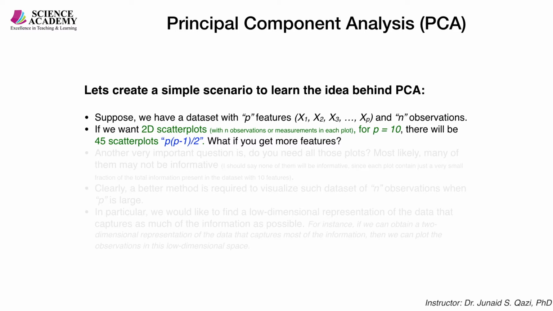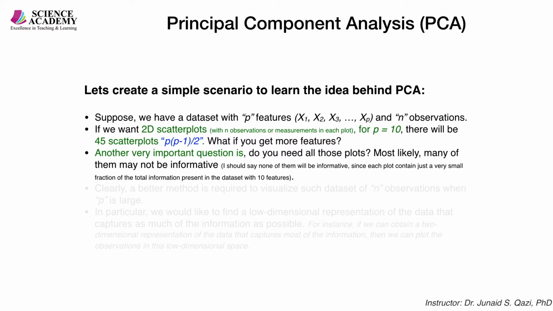What if we get more features in our data? Say we have 20, 100, or maybe even more than 100 features. So we will have lots of scatter plots then. So another very important question is, do you need all those scatter plots? Most likely, many of them may not be informative. So clearly, a better method is required to visualize such data sets of N observations when P is large.